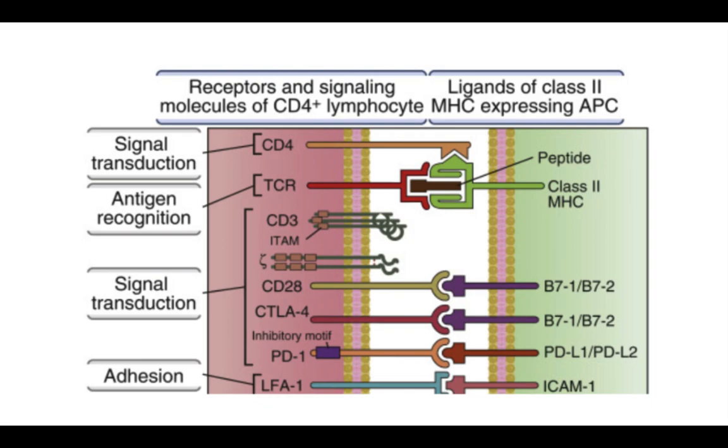So this is a picture of the receptors and the ligands that are present on T lymphocytes. The receptors are on the left side and the ligands are on the right side.